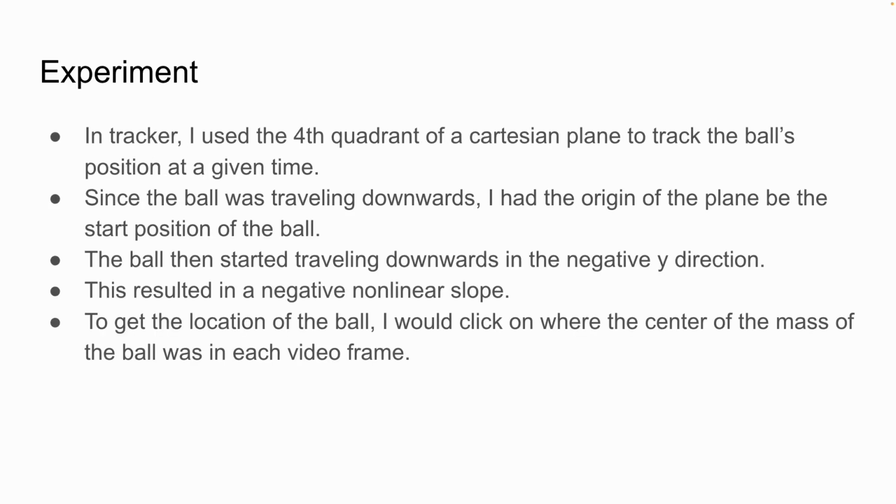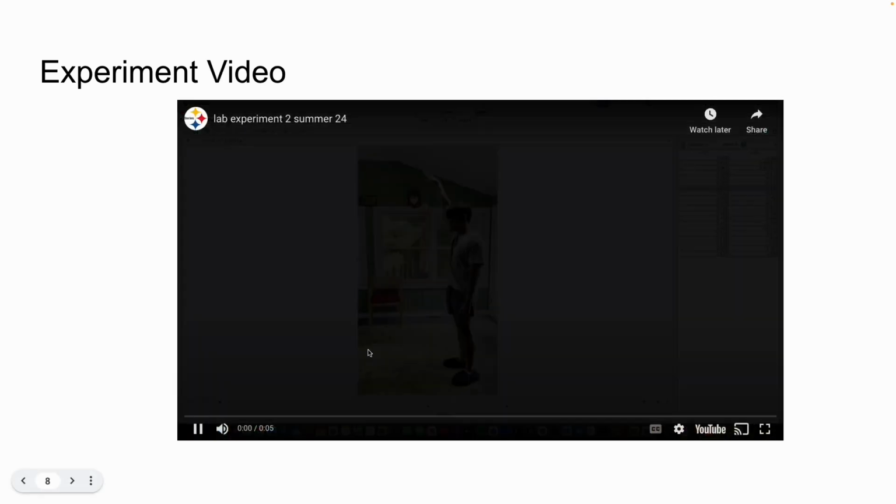Experiment. In Tracker, I used the fourth quadrant of a Cartesian plane to track the ball's position at a given time. Since the ball was traveling downwards, I had the origin of the plane be the start position of the ball. The ball then started traveling downwards in the negative y direction. This resulted in a negative nonlinear slope. To get the location of the ball, I clicked on where the center of mass of the ball was in each video frame. Here's a video.